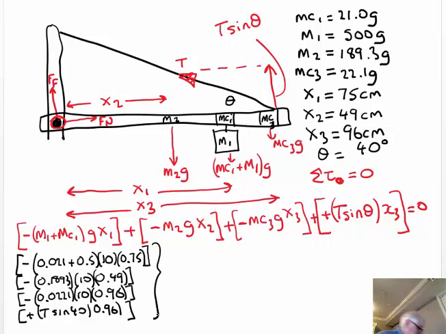I'm going to get my calculator. I'm going to go 0.021 plus 0.5 times 10. Yeah, that didn't work. You do this as well, so you can check it, lab partner. So 0.021 plus 0.5 is going to give me that. Times 10 is going to give me that. Times 0.75 gives me that. What did you get? I got 3.9075.